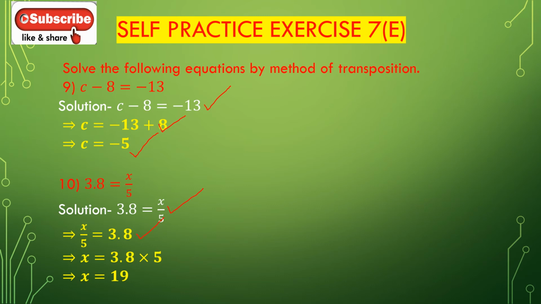On the left hand side, the division operation is given. So this divided by 5 is transposed to the right hand side, and it will be multiplication. Division becomes multiplication. So x will be equal to 3.8 multiplied with 5. Then 3.8 multiplied with 5 is 19. So x equal to 19. So the value of the variable x is 19.